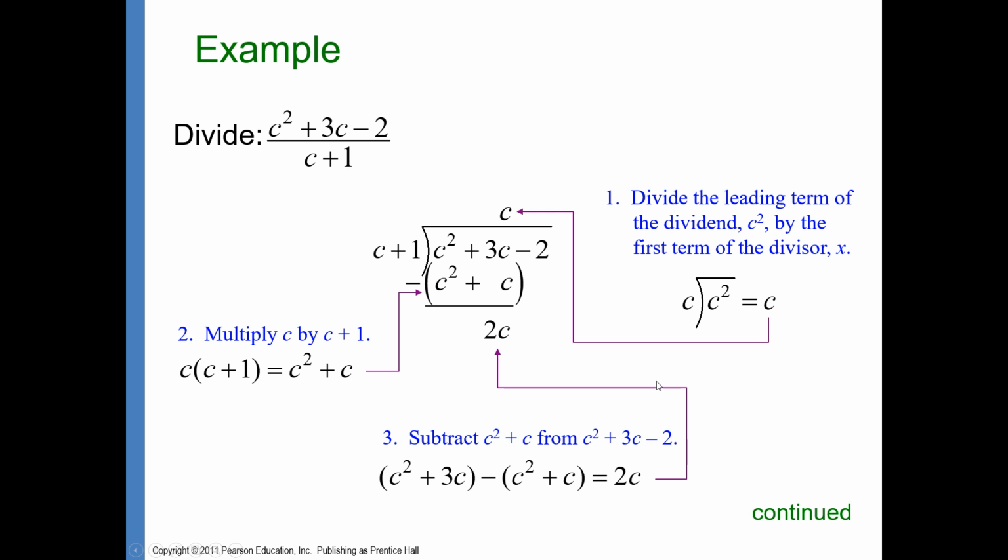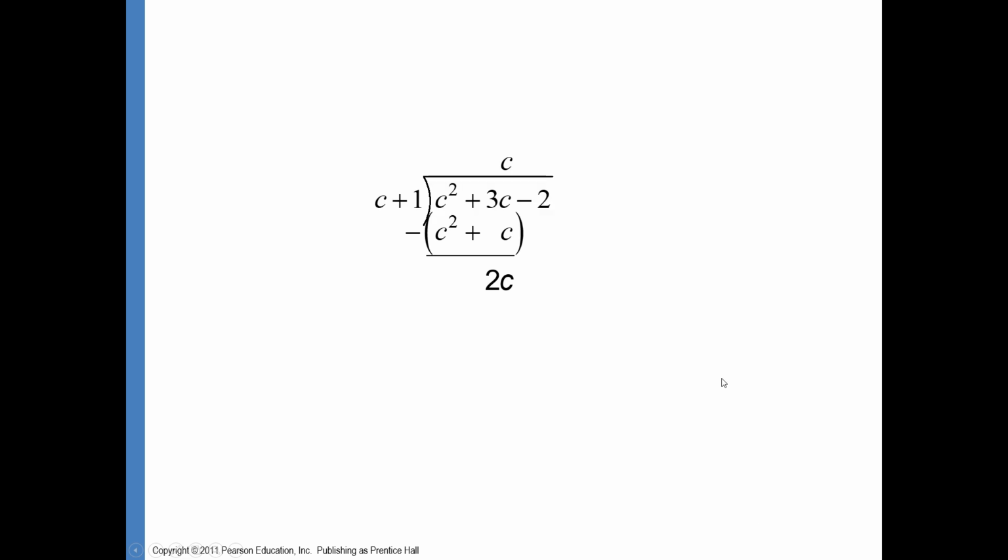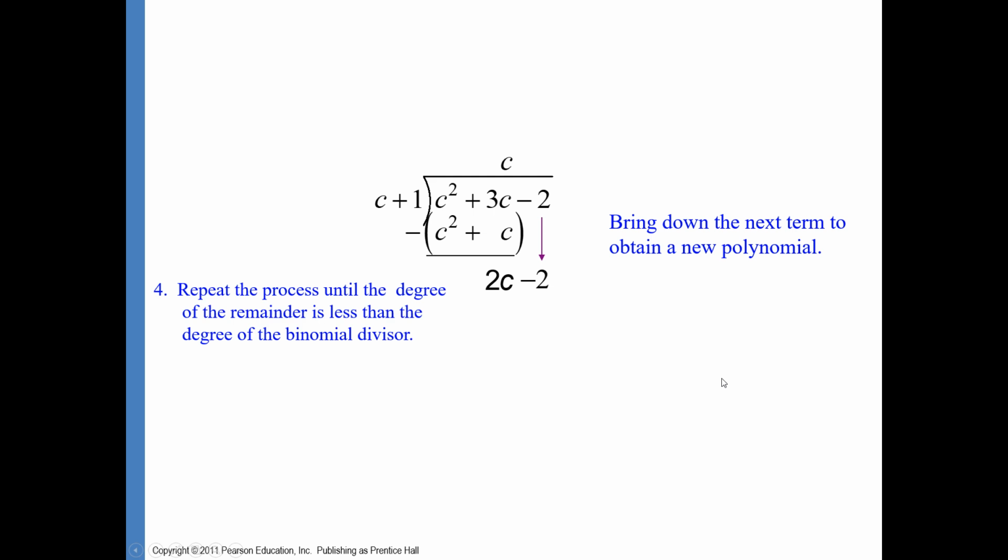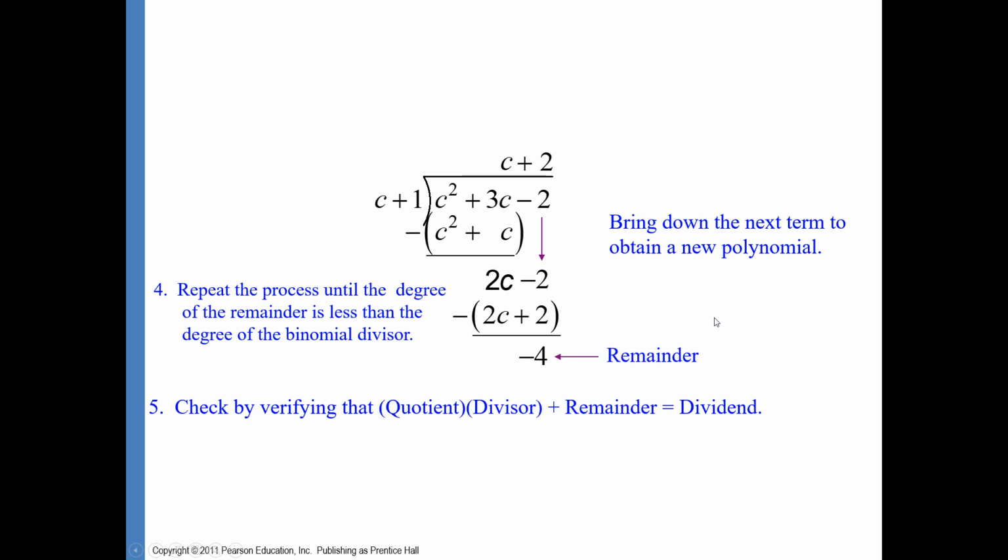So we get 2C, bring down the negative 2, and I do it again, right? C goes into 2C how many times? 2. Multiply, and then again, I'm just going to put the polynomial I'm subtracting in parentheses and subtract term by term vertically. They cancel. Negative 2 minus positive 2 is negative 4. Now you can see the whole process pretty easily, right? It's easy to follow what you did.